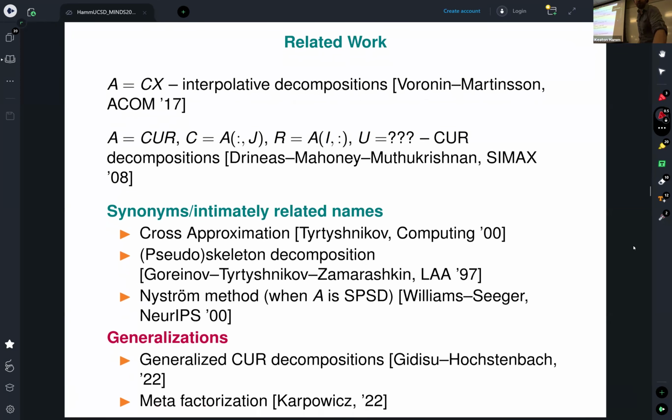Okay, so again, because the literature is broad, I want to give some pointers to how you might see it in the literature. If I just do a one-sided thing where I have columns times some unknown matrix, that's called an interpolative decomposition. So CUR can be viewed as a two-sided interpolative decomposition. In the form where I have columns times something times rows, that's how it's often referred to, especially in theoretical CS. Those are called CUR decompositions. We'll talk about a couple different ways to actually choose that middle matrix in a second. In some areas, it's called cross approximation, or this is more or less the same thing with some variations. It's been called skeleton or pseudo-skeleton decompositions. And when the matrix is symmetric positive semi-definite, aka a kernel matrix in machine learning, then it's called the Nystrom method. And then there are some recent generalizations of this, so generalized CUR and metafactorization by a few different authors.